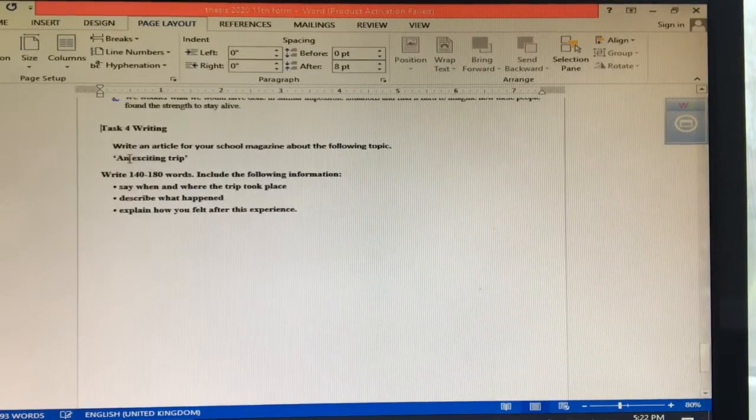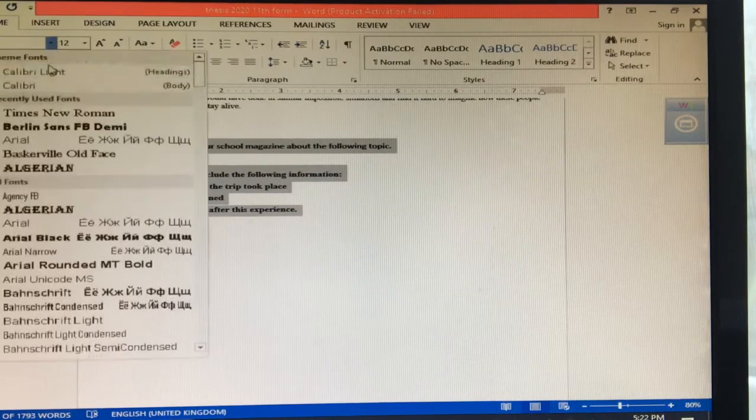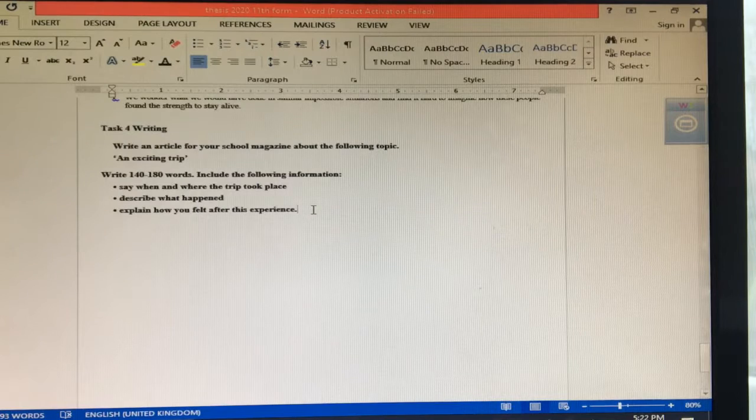The last task, task 4, is writing. The students have to write an article for their school magazine about the following topic. Again, this is what we practice during the lessons, and we don't only write essays, we also write articles, and this is going to be their task to complete. So writing is going to be 30 points, and for saying when and where, the students have 5 points.